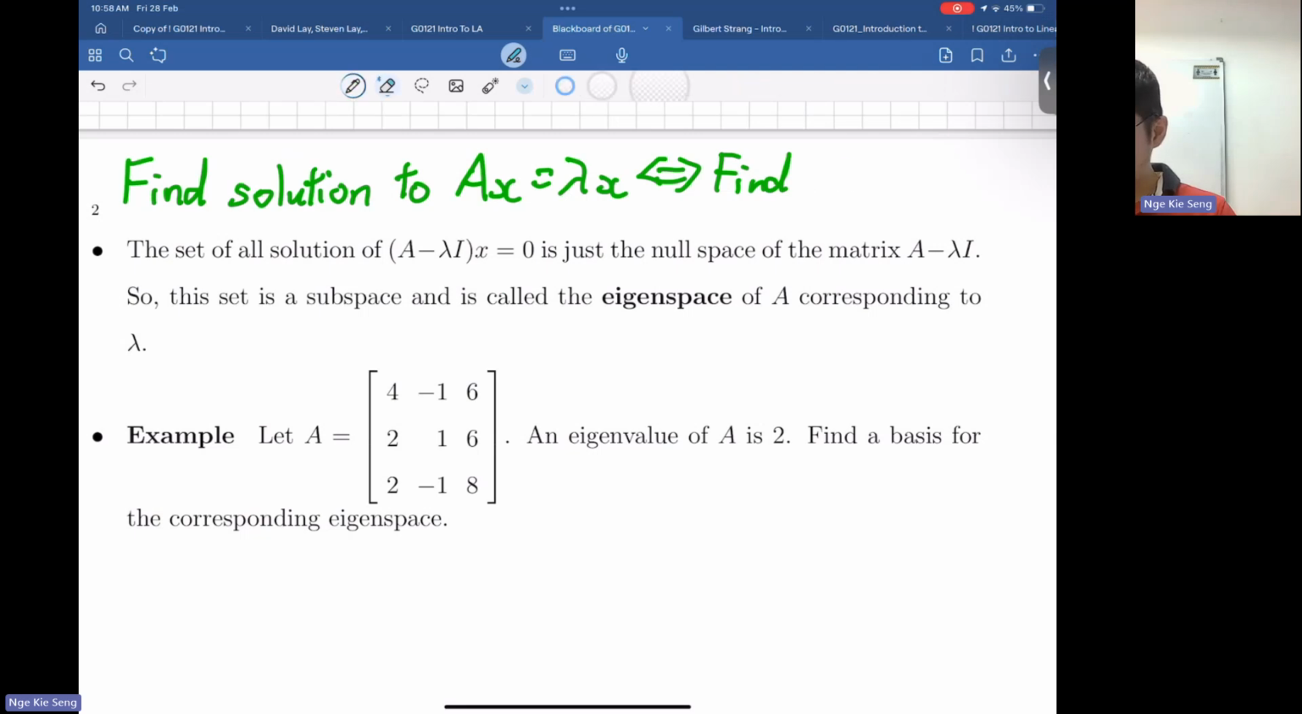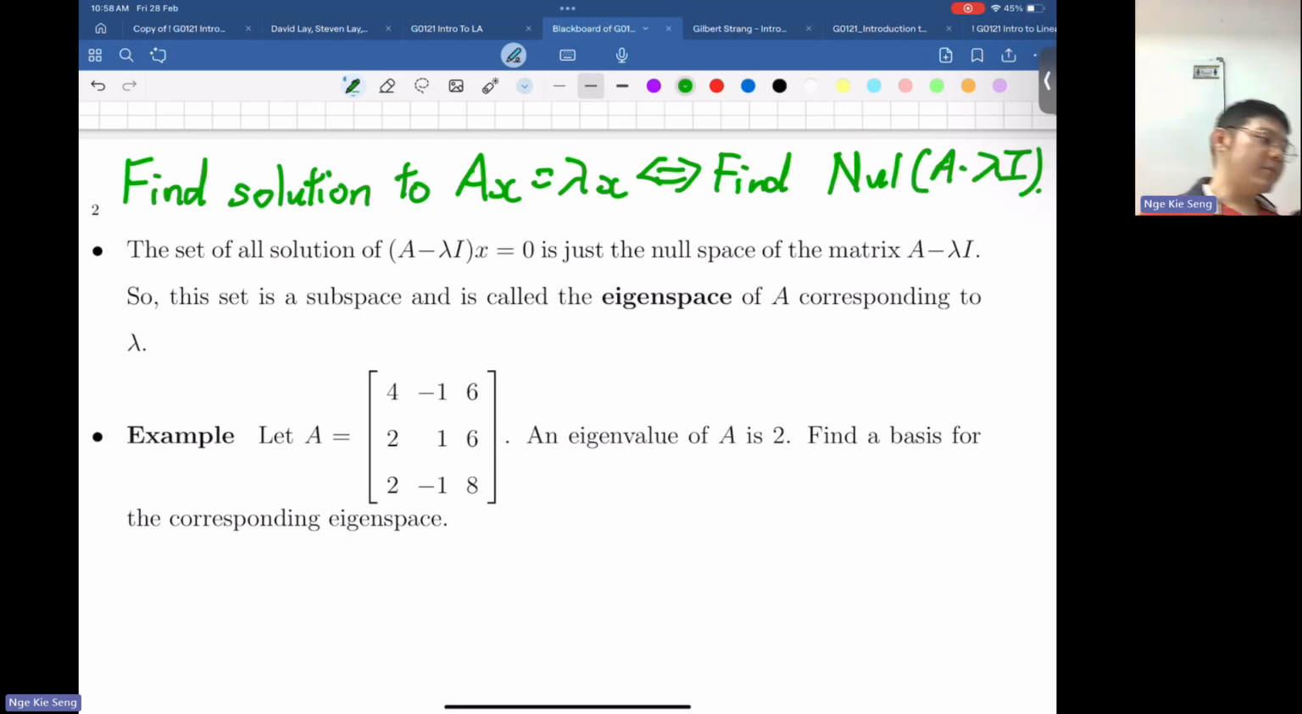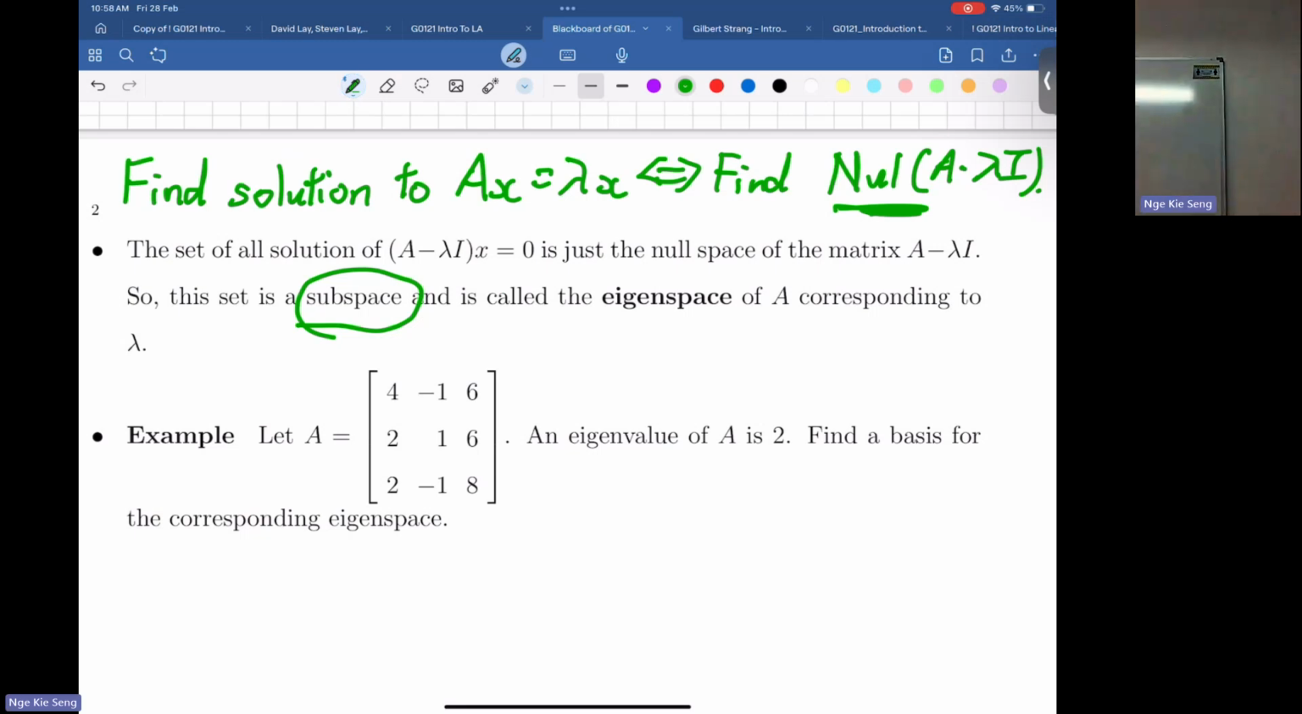So we learn now, right? A minus lambda. Okay. So meaning what? In the previous chapter, you just find the null space of some matrix. But now it's a specific matrix, A minus lambda I. And then obviously this set is a subspace. Why? Because we have proven that the null space of A is a subspace for any A. In particular, A minus lambda I is just another matrix.